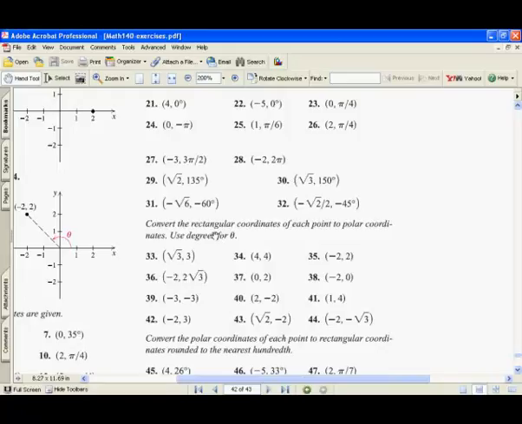Now let's look at problem 36. And this time we need to convert these rectangular coordinates to polar coordinates. So use degrees for theta. So it's page 638 and problem 36. We have the rectangular coordinates -2 and 2 times root of 3. So that means we have x equal to -2 and y equal to 2 times root of 3.